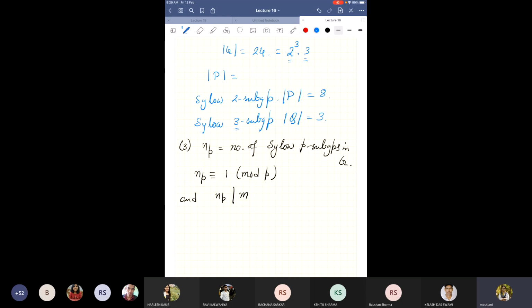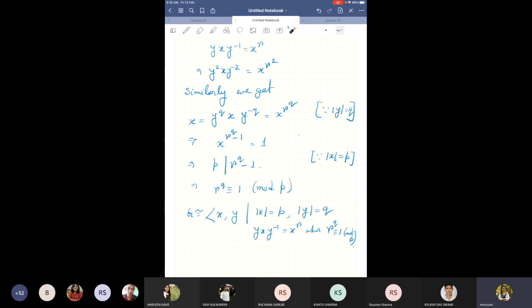And the other condition is that n_p should divide m. So if you recall, the order of G was p to the power alpha into m, such that p doesn't divide m. So this alpha was the highest possible power of p present in the order of the group. Then it says that the number of Sylow P subgroups should divide the other factor, this m, and it should also simultaneously satisfy this equation. Is it fine? Yes, ma'am. Okay.